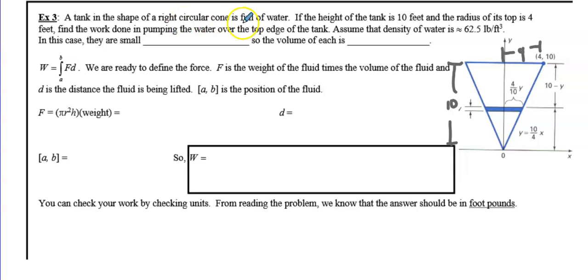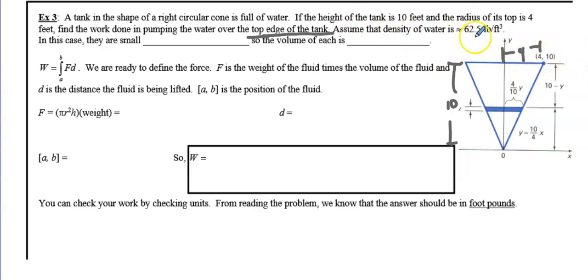Find the work done by pumping the water over the edge of the tank. So the first thing we want to know is that it's going to be over the edge of the tank. Sometimes it's going to say 5 feet over the edge of the tank, or 2 feet above. So it's really important that we just want the water over the top.